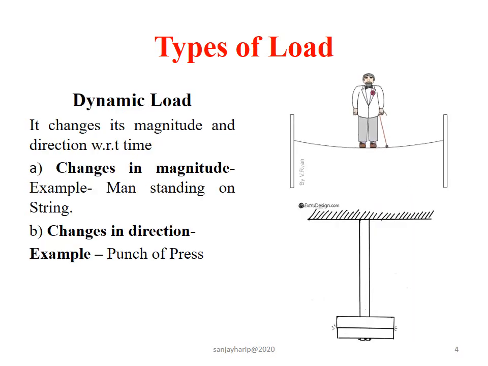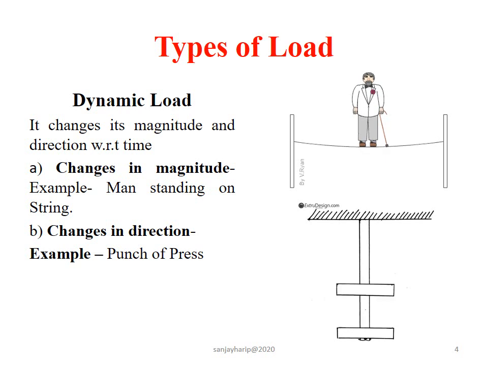Now, let us see dynamic load. It is nothing but the load that changes magnitude and its direction. We can divide dynamic load into two groups. The first group named as variable load. When load changes its magnitude, that load is called as variable load. For example, as shown in the figure, a person is standing on string. Load varies due to swinging of person on the string.